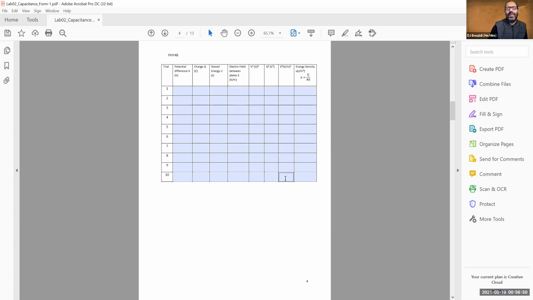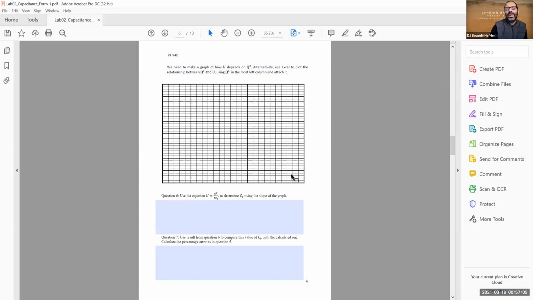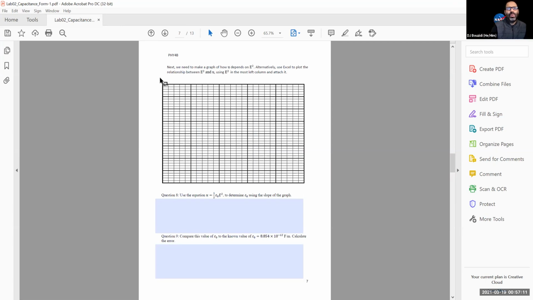The electric field squared is here. This is your x-axis, and this is your y-axis. Okay, so for this part, this will be your y-axis, and this will be your x-axis. So you're determining the energy density as a function of the electric field squared. I'm sorry. So now you come back to this graph. Your x-axis is E squared, and your y-axis is little u, the energy density.